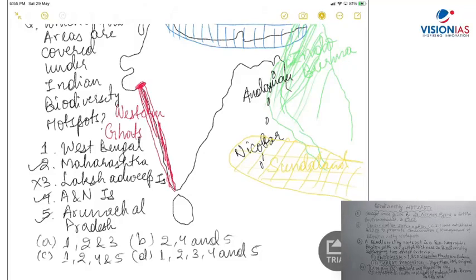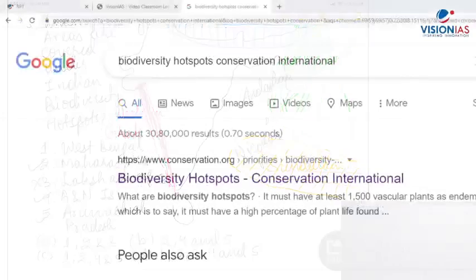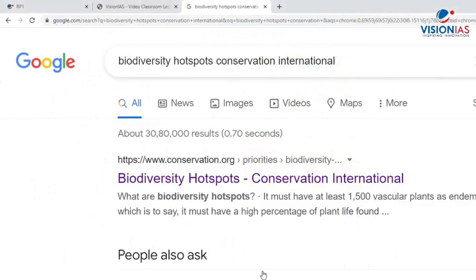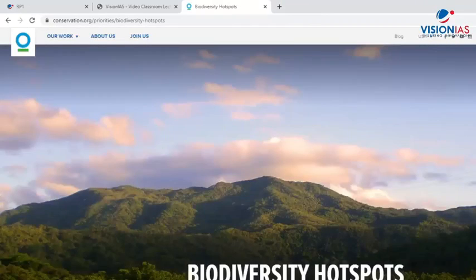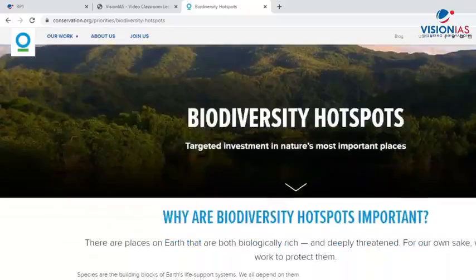Whenever you have any such doubts, what you have to do? You have to go to the Conservation International website. Whenever you have doubt, this is the website of the CI, Conservation International. You have to always follow the authentic site. Here this is an authentic site, biodiversity hotspot.